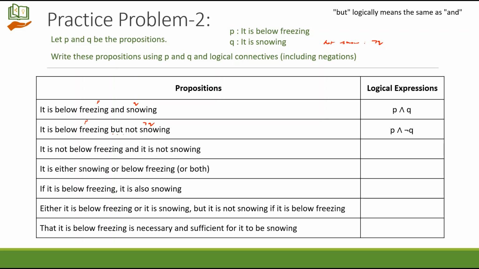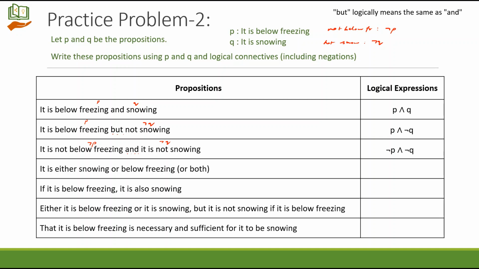What about the third one? It is not below freezing. So here it is not below freezing. This will be negation of P. So here it is negation of P and it is conjunction. It is not snowing will be negation of Q. So it is negation P, conjunction, negation Q.